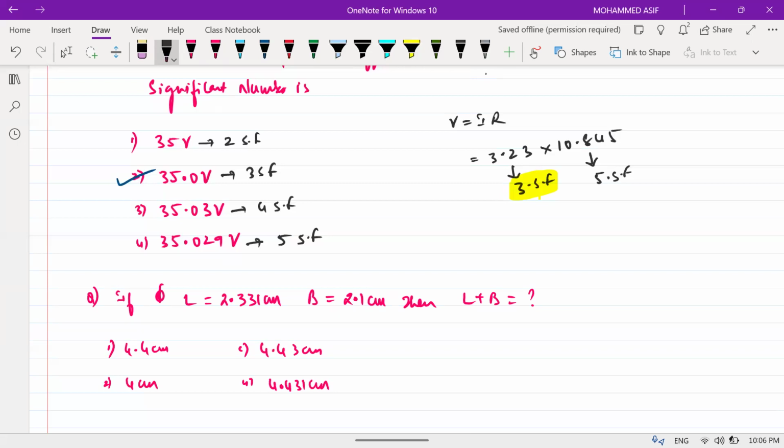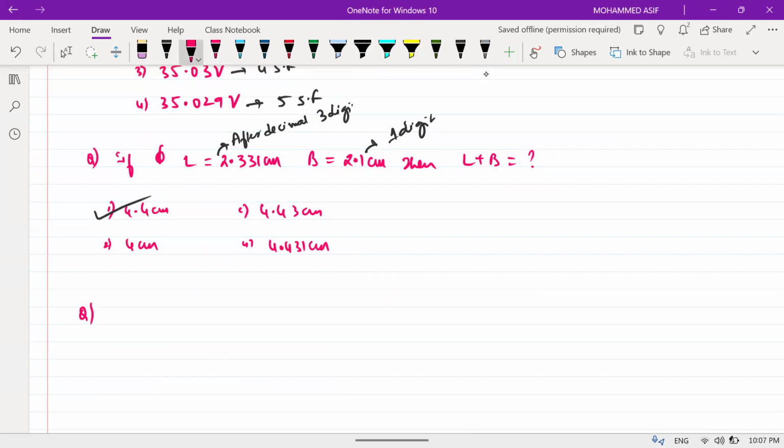Why? It is addition. In addition, I told you that the one which has the least number of decimals determines the significant figures. In this one, how many digits are there after the decimal? 3. And here, 1 digit. So without calculation, you can tell me the answer: 4.4. Am I clear?